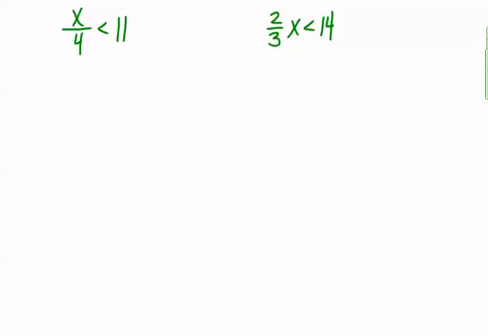Okay, so now we're just going to do a couple of inequalities just to work with this. Solving inequalities is just like solving equations unless you multiply or divide by a negative. Then you have to flip the sign. So let's examine the first inequality here. It's x divided by 4. In order to isolate what the x represents, let's use inverse operations. If I multiply both sides by 4, I know that x is representing any number less than 44.